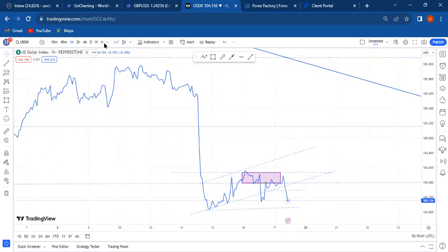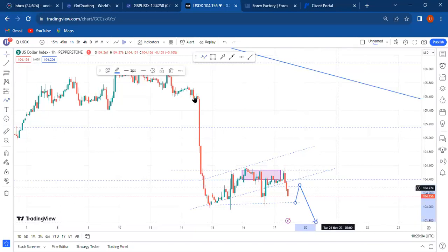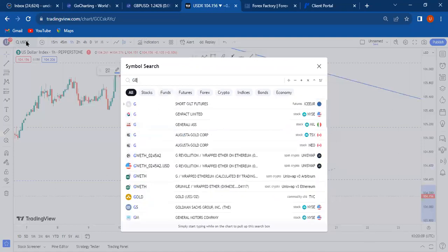If we are approaching this support, it could lead to a retracement of price. So retracement could be something like this. If price breaks this, you could have a retest to this level, and boom, to the downside. So my bias on dollar is bearish, right? Now, TradingView has a lot of things that I really love.